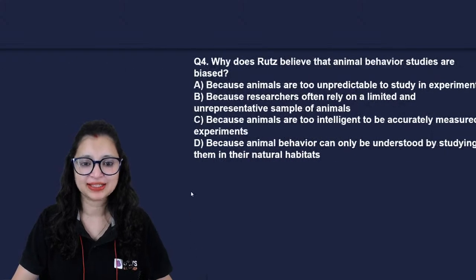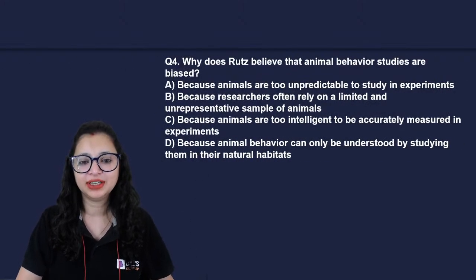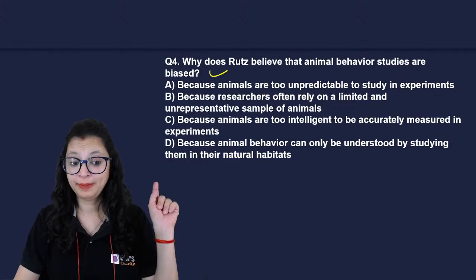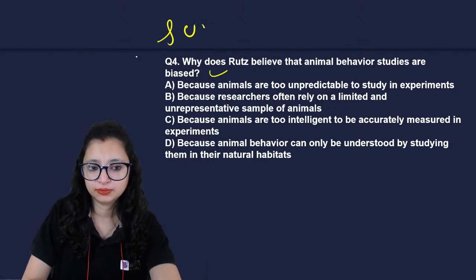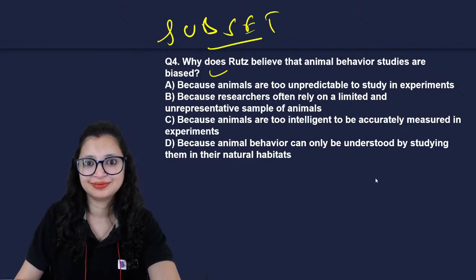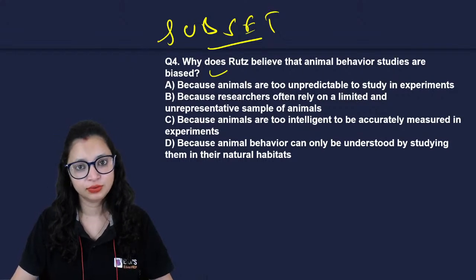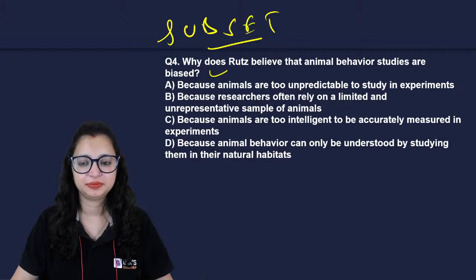Next question for the passage and the last question for the passage. Why does Rutz believe that animal behavior studies are biased? Remember the word subset and you will know the answer here. जय श्री राम. हिमांशु, क्वेश्चन का आंसर बताइए. Answers, everyone?